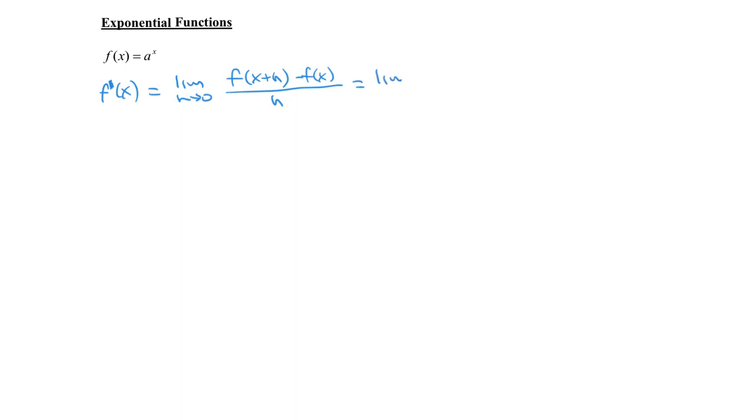So if we fill in the blanks here, we have the limit as h approaches 0. So our function is a to the x. So f of x plus h is just going to be a to the x plus h, minus f of x, which is just a to the x, all over h. And what had happened in the past is we got a whole bunch of things to cancel, right? Anything that didn't have an h would cancel. But we're not going to be so lucky in this case.